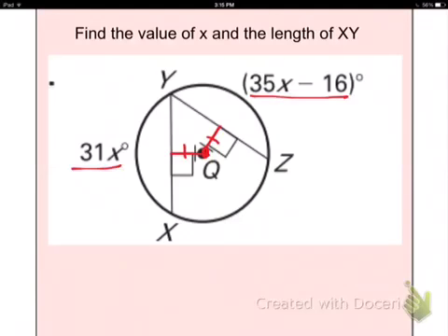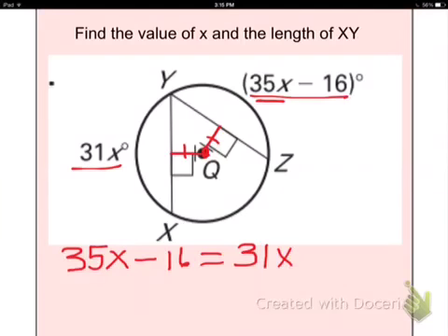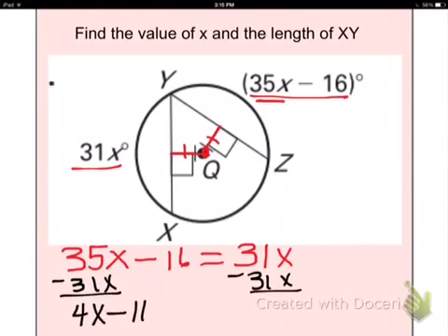Now I like to put my larger X term first because I like it on the left. So I say 35X minus 16 equals the other chord, which is 31X. And I got to use my algebra to solve this. So I'm going to subtract 31X from both sides. I'm going to match it up with its like term. So that tells me 4X minus 16 equals 0 because 31X minus 31X is 0.